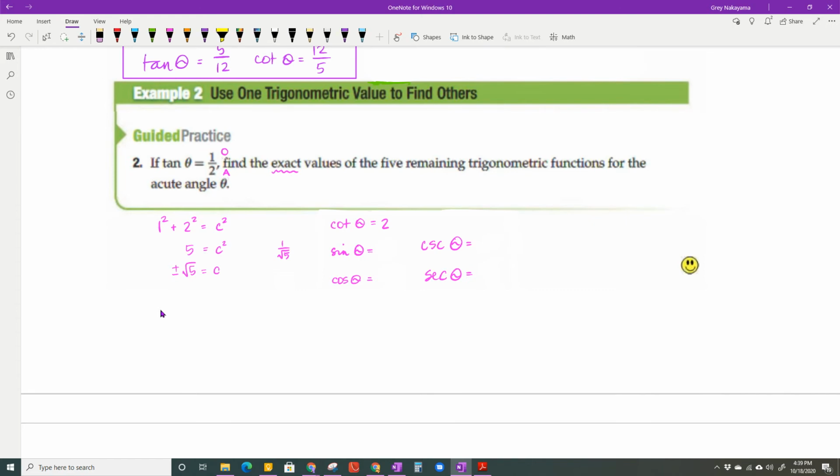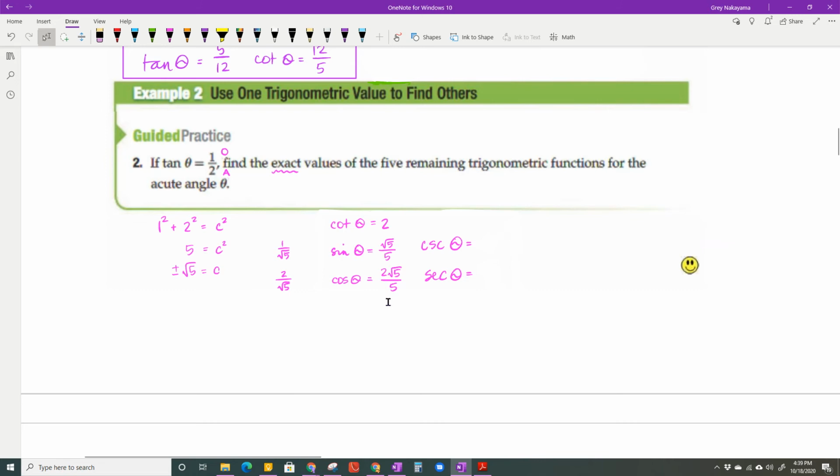And you multiply by the square root of 5 over the square root of 5, which gives you the square root of 5 over 5. Cosine is going to be adjacent over the hypotenuse. The adjacent is 2, and the hypotenuse is the square root of 5. So 2 over the square root of 5, again rationalized, is going to give us 2 square roots of 5 over 5. Now, if you put this into class calc, it will give you this answer. So you don't even have to worry about it.